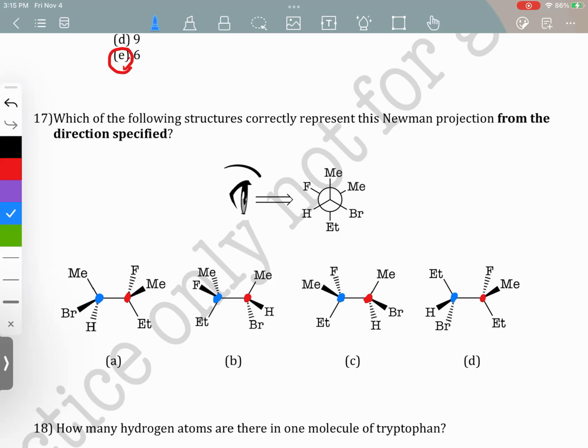Now, which one correctly represents the Newman projection sideways? On the first carbon, we have what? The carbon in front. You have hydrogen in front of you. You also have a methyl and a bromine. So your first carbon should have a methyl, a hydrogen, and a bromine. Which of these answer choices do not have that on the first carbon?